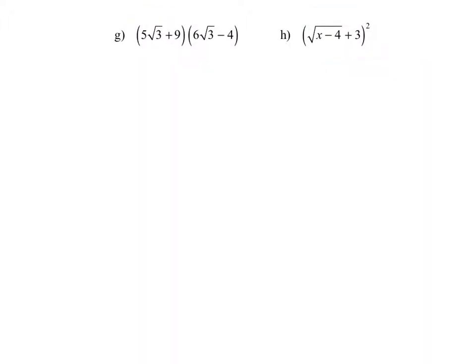In example G, we're multiplying the binomials with radicals. We can use the FOIL method, using the first, outer, inner, last. When we multiply the first, 5 square root of 3 times 6 square root of 3, we can multiply the 5 times 6 together to get 30, and the square root of 3 times the square root of 3 to get the square root of 9.